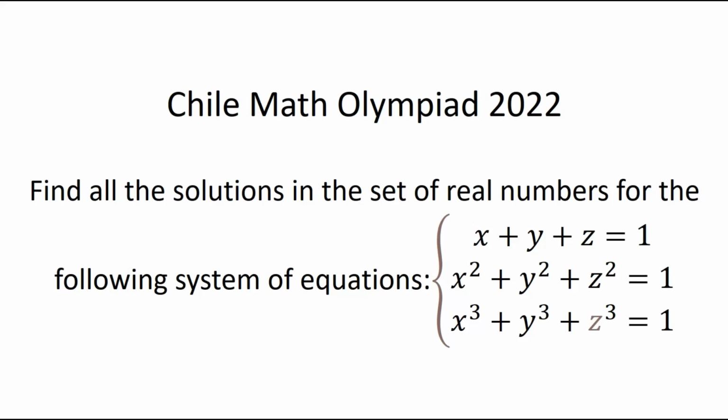This time we have selected a problem from the Chile Math Olympiad of 2022 for high school students. The statement of the problem is as follows. Find all the solutions in the set of real numbers for the following system of equations. x plus y plus z is equal to 1, x squared plus y squared plus z squared is equal to 1, and x cubed plus y cubed plus z cubed is equal to 1.